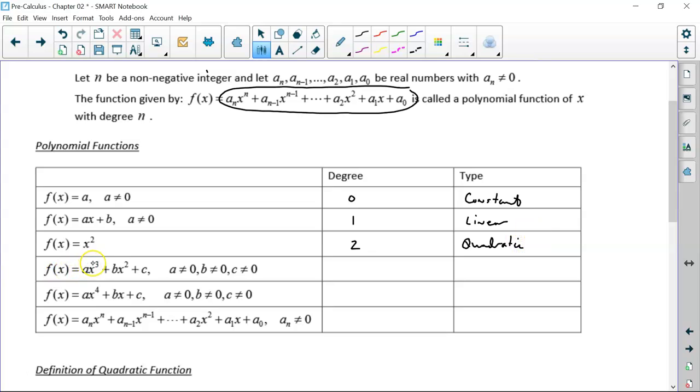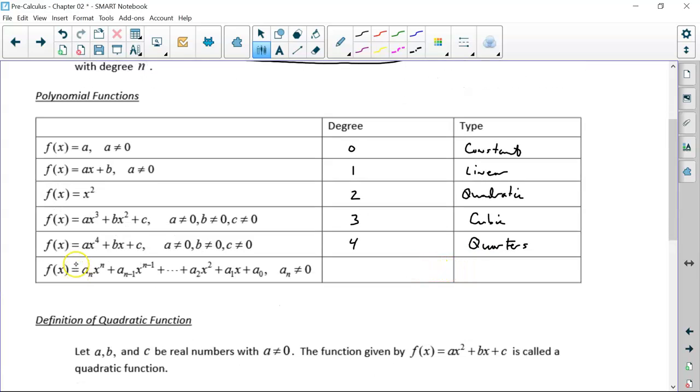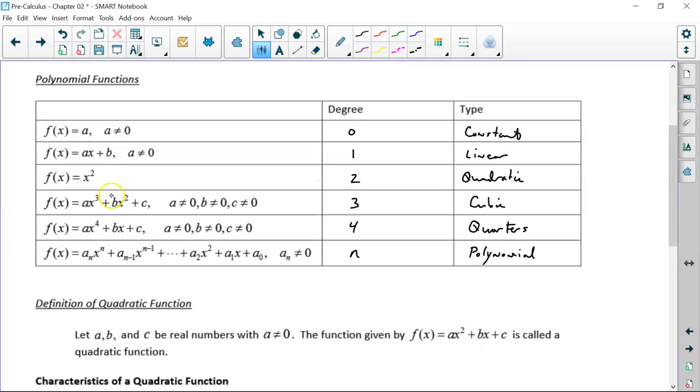When we have a degree of 3, that's cubic. When we have degree of 4, we call that quartic. Think about 4 quarters in a dollar, 4 quarters in a game. And degree n, that's the generic term for a polynomial. So we'll be talking about those as we go through the rest of the year, the different types of polynomials we have. Like I said, today we're going to be talking about quadratics, when we have x squared.